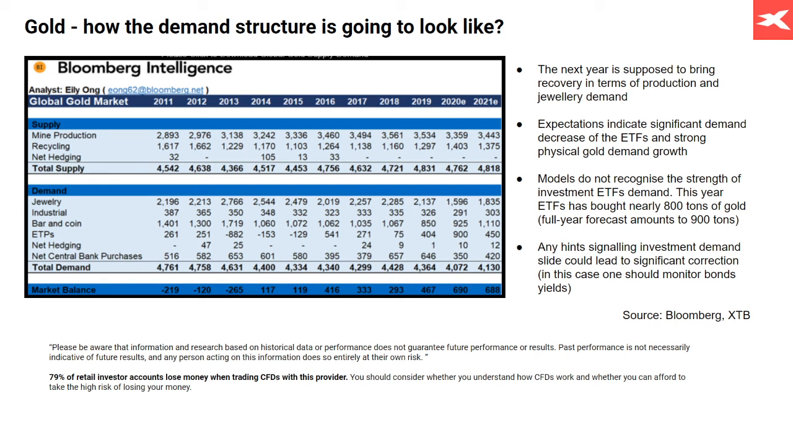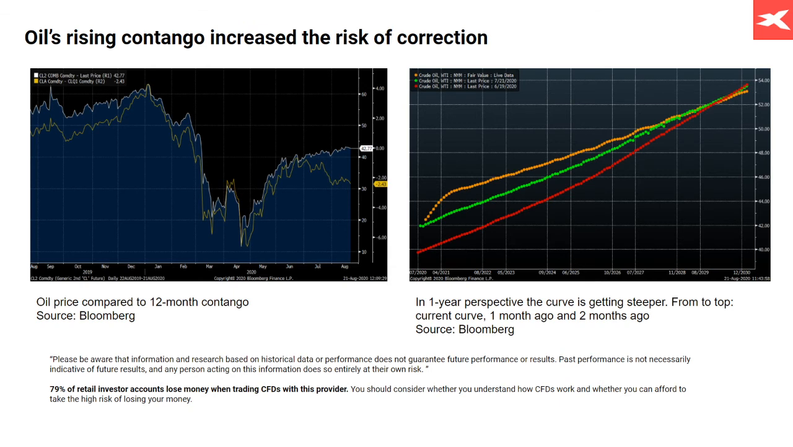But then again, the forecast was probably made before the COVID pandemic, and therefore all this demand from ETFs and private individuals and governments wasn't there yet. Any hints signaling investment demand slide could lead to significant correction. In this case, one should monitor bond yields, because they are also correlated to the price of gold as a safe haven asset. And one more thing we're going to cover is oil's rising contango.